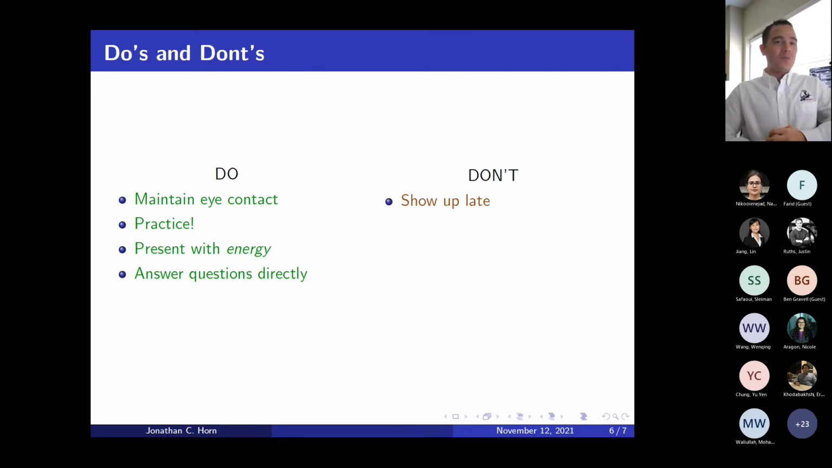Show up late. It's probably the most rude thing to do if you show up late to your presentation. So set 3 alarm clocks if you have to.